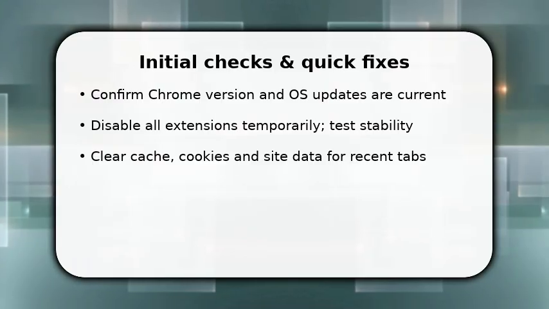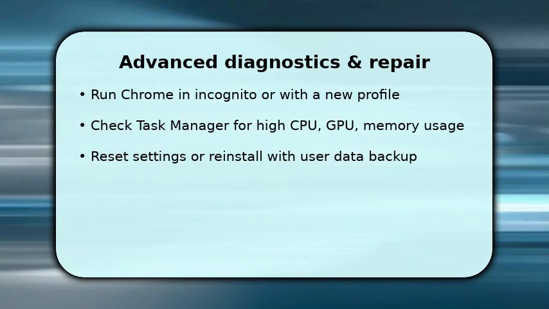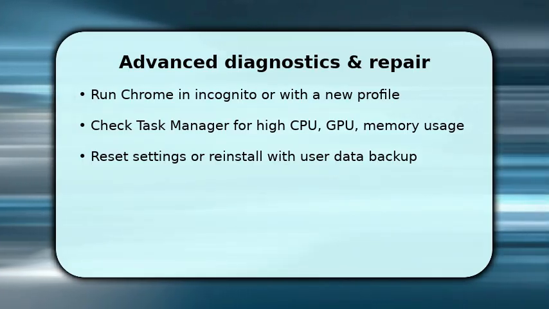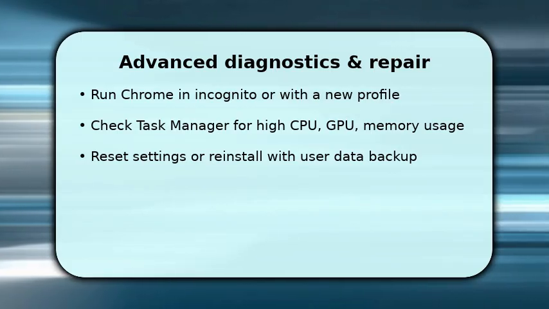You now perform deeper diagnostics to find the root cause. Start Chrome in incognito or create a fresh user profile. This separates corrupted profile data from the app itself. Then open Task Manager to spot tabs or extensions consuming excessive CPU, GPU, or memory. High usage often causes sudden closures.